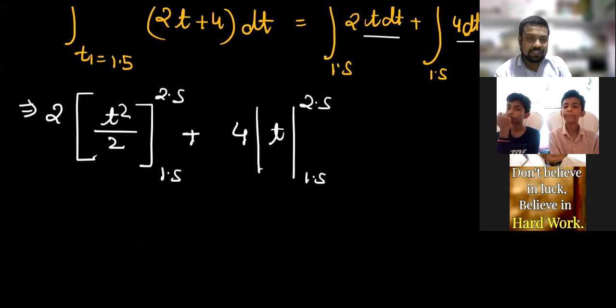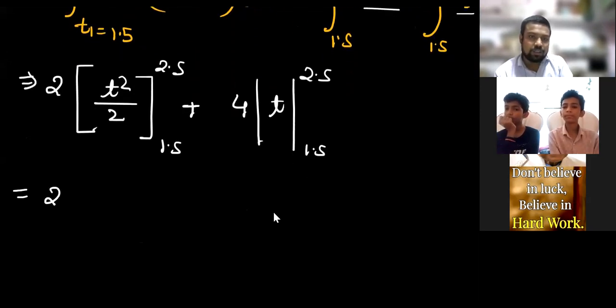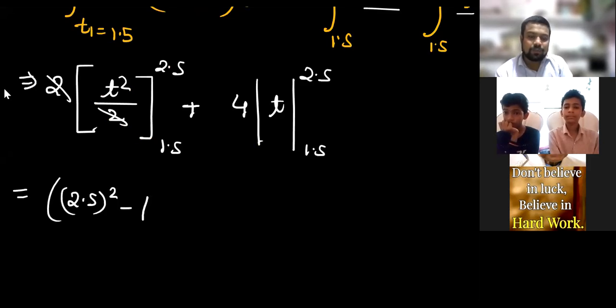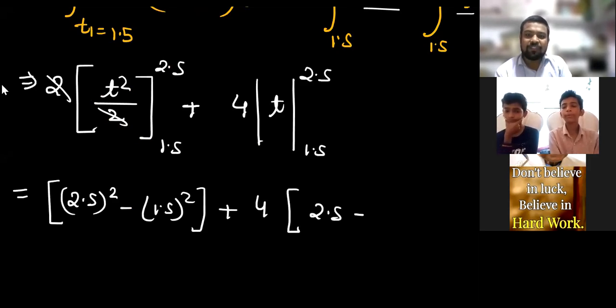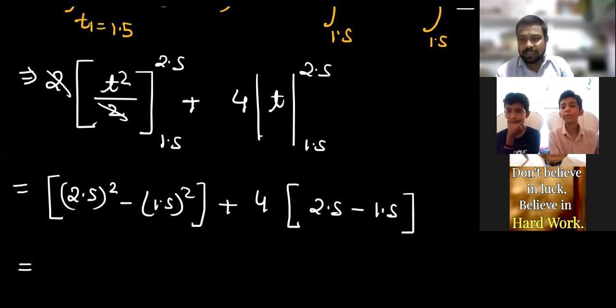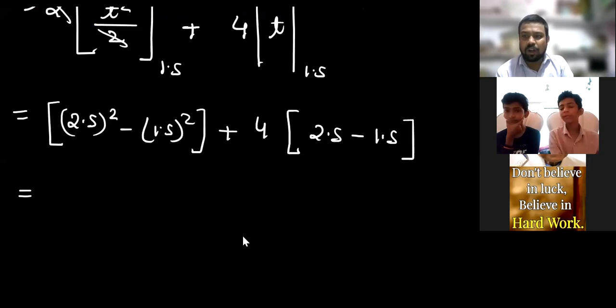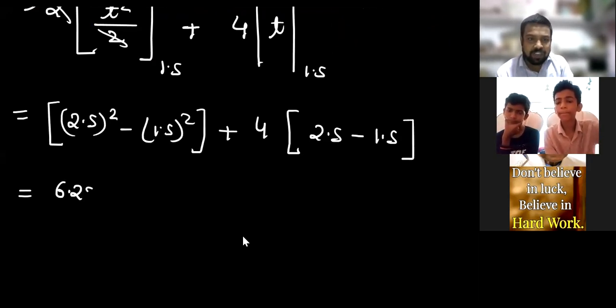My dear friends, these equations you can very easily solve. 2 by 2 cancels out. So 2.5 square minus 1.5 square plus 4 into 2.5 minus 1.5. What is the final result? Tell me, anybody. 2.5 square is what? 6.25. And 1.5 square is 2.25.